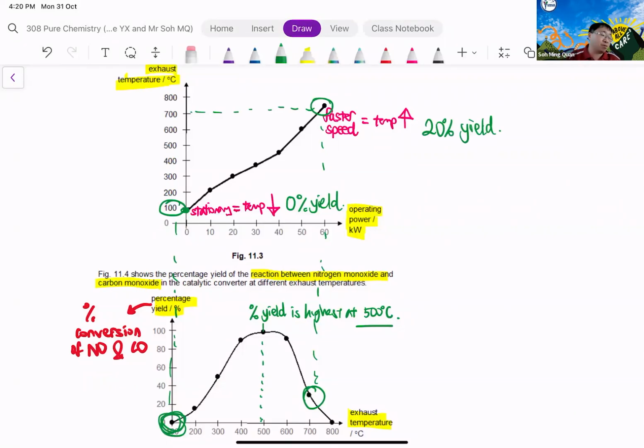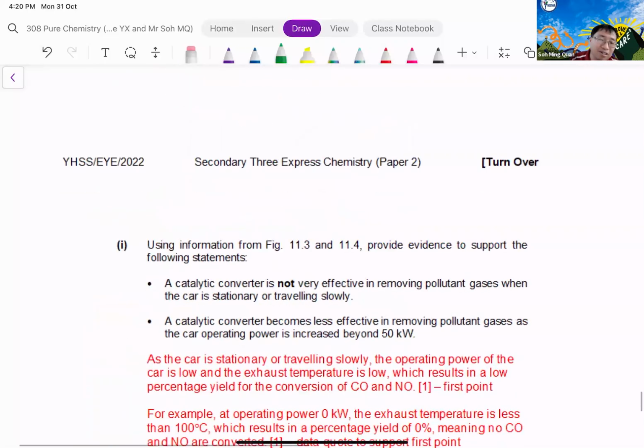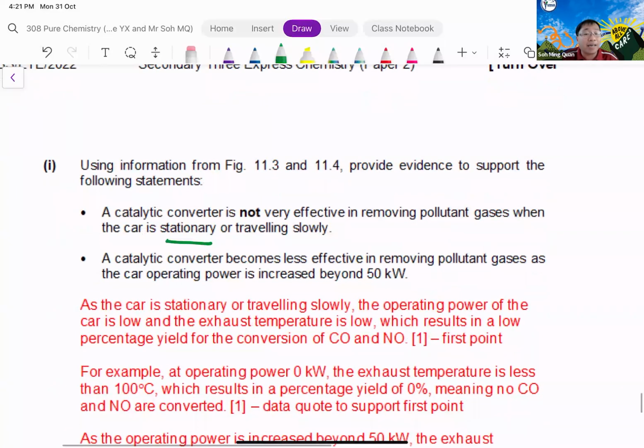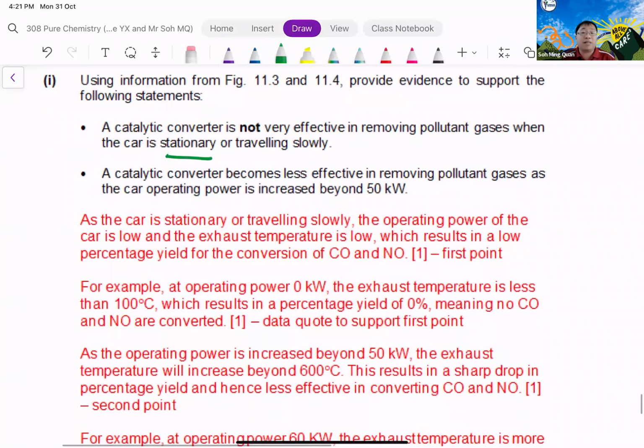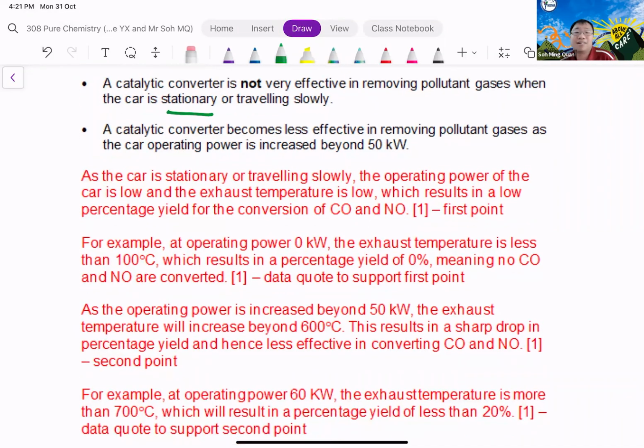And that brings us to the question, right? Isn't that the question? A catalytic converter is not very effective when it's stationary. We just said stationary, 0% yield, bad. Catalytic converter becomes less effective beyond 50 kilowatts because beyond 50 kilowatts the temperature is very high. So the percentage yield also drops to 20%. So look at my answers.